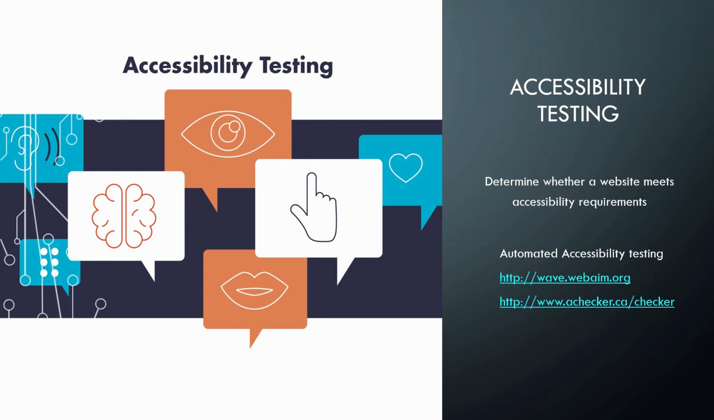Next, you need to make sure that you consider accessibility testing to determine whether a website meets accessibility requirements. You can visit the two links below. At these two websites, you can place a link and have them give you feedback on whether or not it's accessible. You can also find these two links under the resources category.